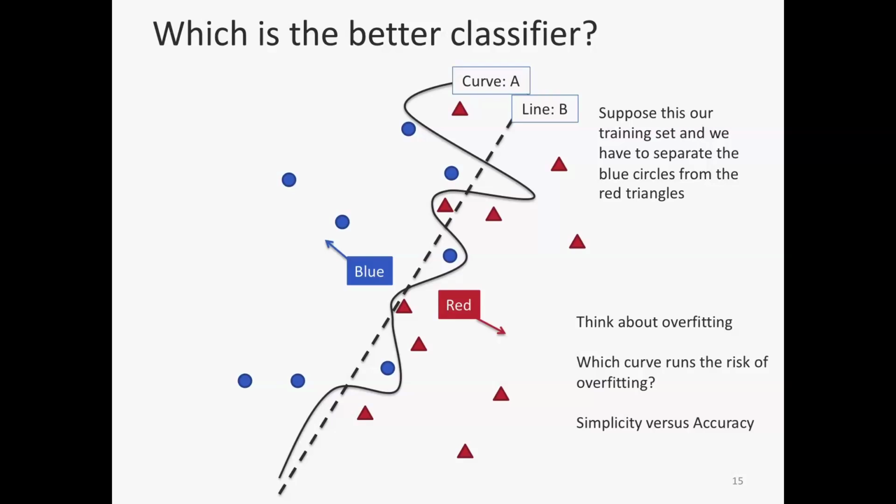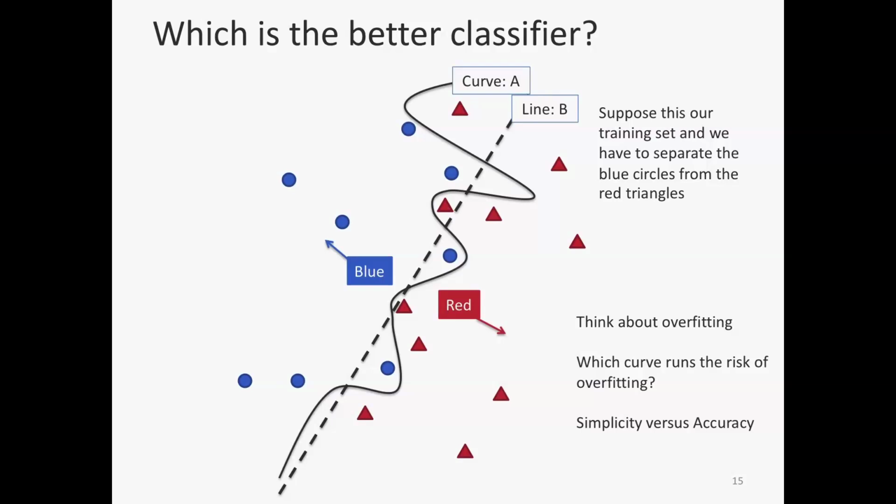So can someone justify the other choice? Yes. I think curve A was more prone to what we said, overfitting. So the answer here was that curve A might be more prone to overfitting. Let me give you a slightly more complicated way of thinking about it.